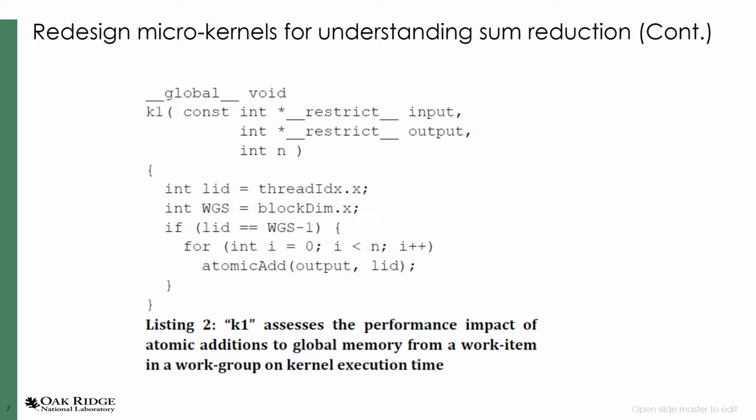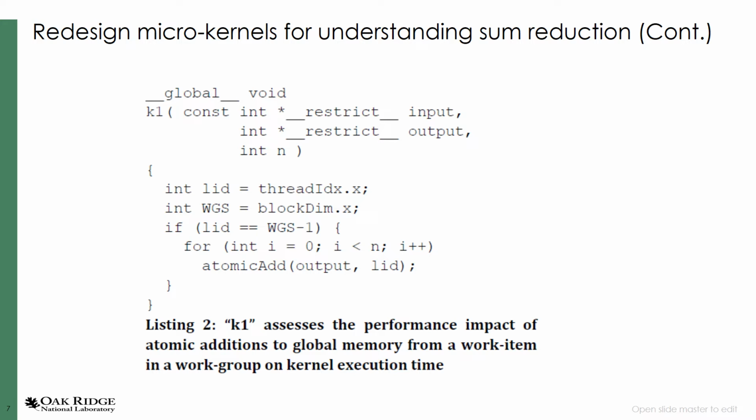microkernel K1 evaluates the performance of an atomic addition to global device memory from one work item in a work group. The last work item of the work group atomically updates the output in global memory with the built-in function atomicAdd. The loop count n sets the number of atomic operations the work item will perform.